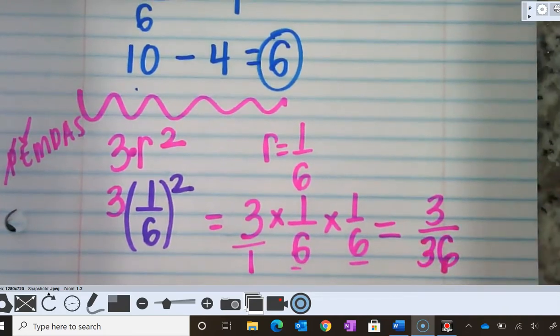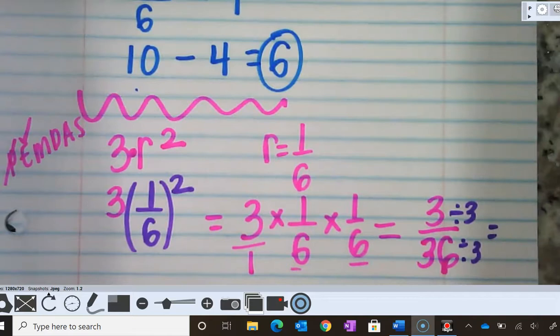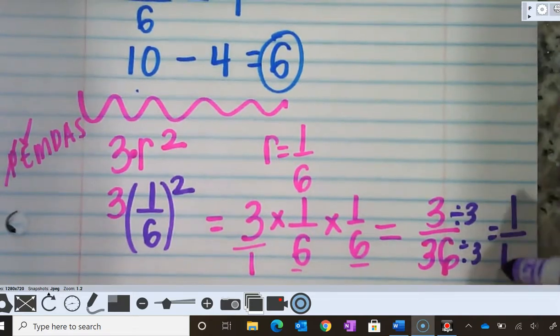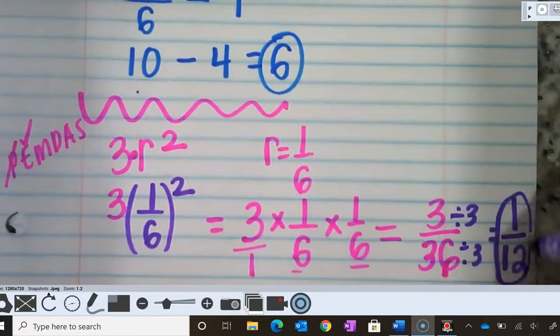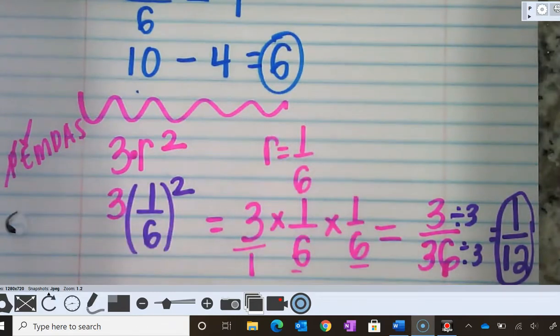Now can I simplify this? I sure can. I can divide by 3, divide by 3, divide by 3. 3 divided by 3 is 1, and 36 divided by 3 is 12. And we are left with our answer of 1/12 when r is equal to 1/6.